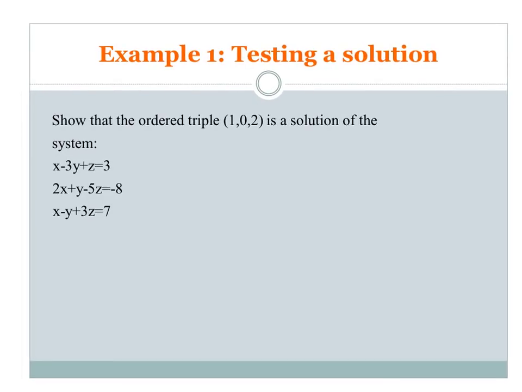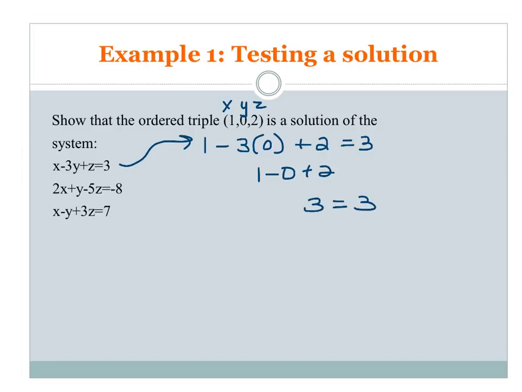This says show that the ordered triple (1, 0, 2) is a solution of the system. Just like we started 7.1, we would say that this is x, this is y, and this is z this time. And I'm going to take those and plug them into each of these. So x minus 3y plus z equals 3, if x is 1, y is 0, z is 2. Simplify: 1 minus 0 plus 2, 1 plus 2 is 3, and 3 equals 3. So that's the first one.